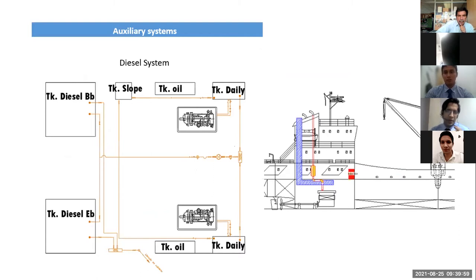The section that we have here is the auxiliary systems. We have two examples, the diesel and the firefighting system. In this case, we have a distribution of the system with diesel, sludge, oil, and daily tanks. We can see the daily tank is connected directly to the engine. In these systems, we consider a pump, a filter, and check valves. On the right-hand side, we can see the exhaust and the ventilation system.